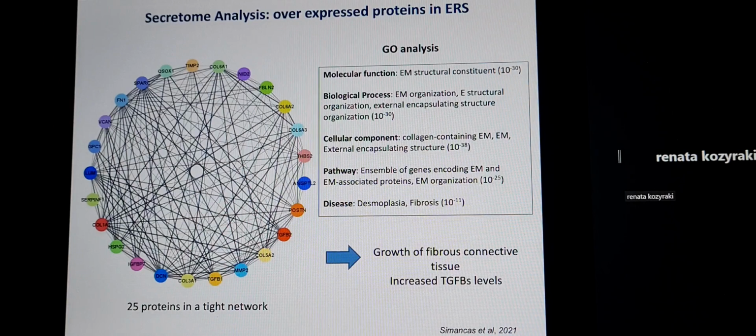The overrepresented proteins were forming another network. Almost all of them were able to make a network around TGF-beta2. You all know TGF-beta2, a main protein in the fibrotic process. So in our patients, we found that extracellular matrix degradation was decreased, and the capacity of the connective tissue to become fibrotic, to be overproduced, was increased, and this was associated with increased TGF-beta levels, mainly TGF-beta2.